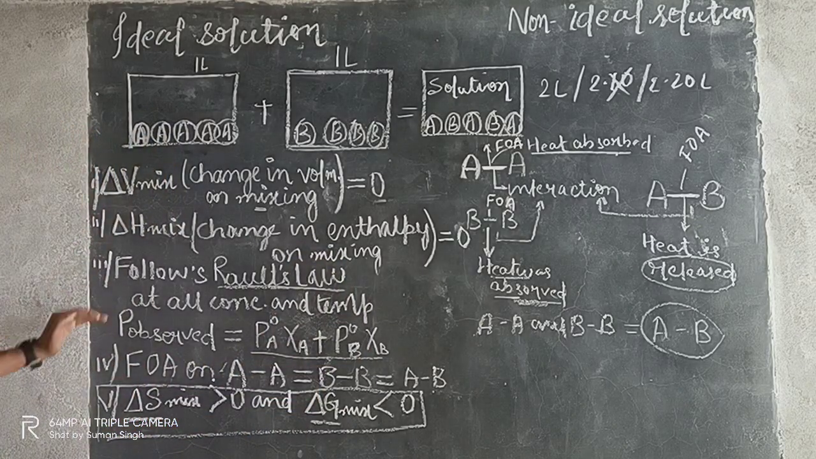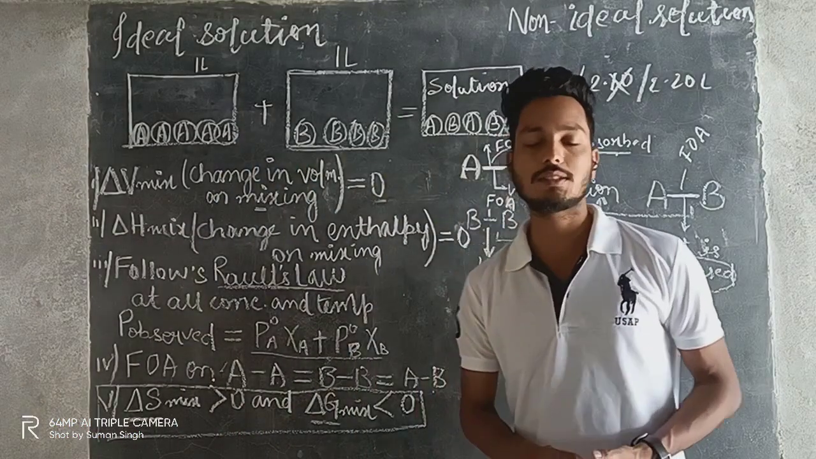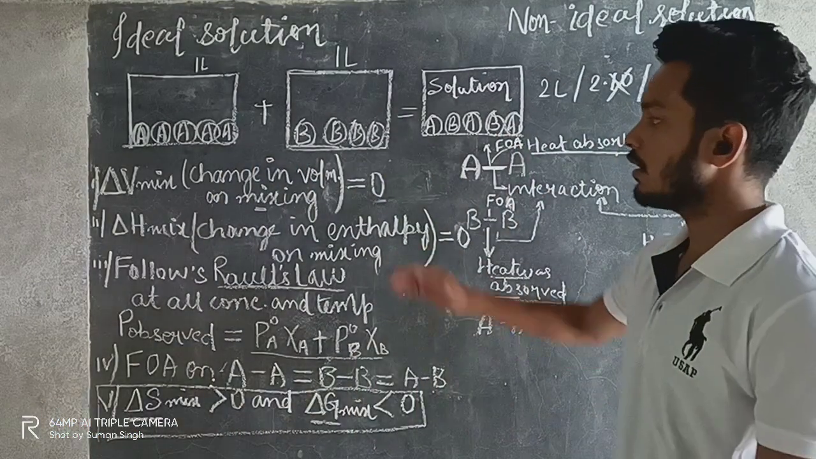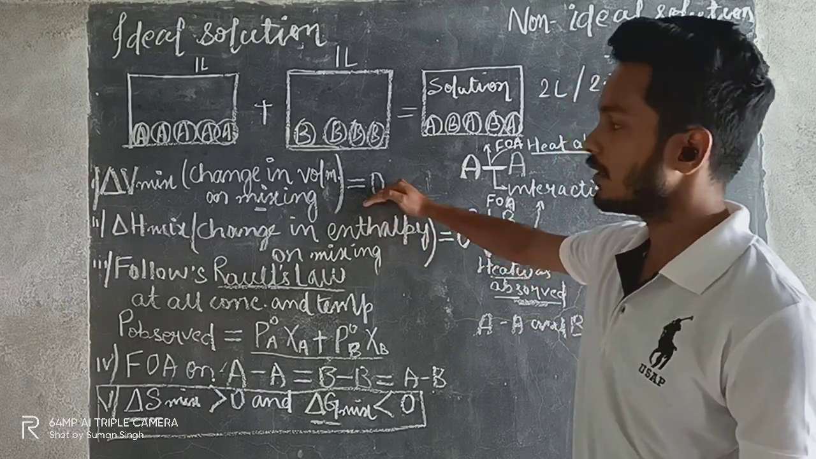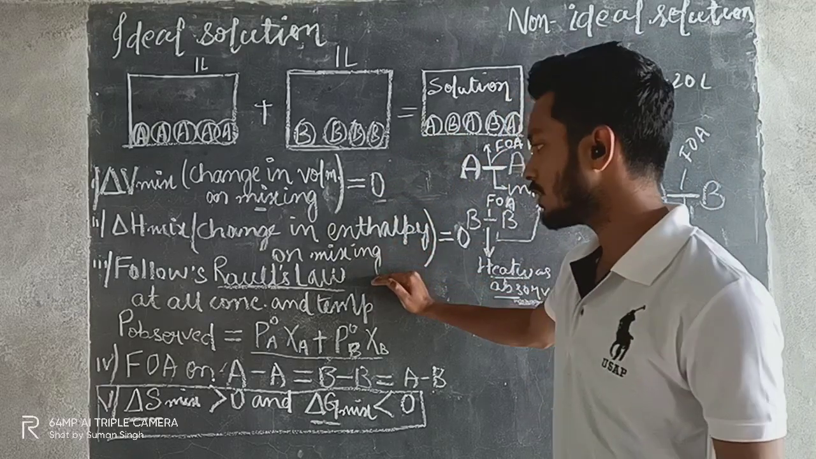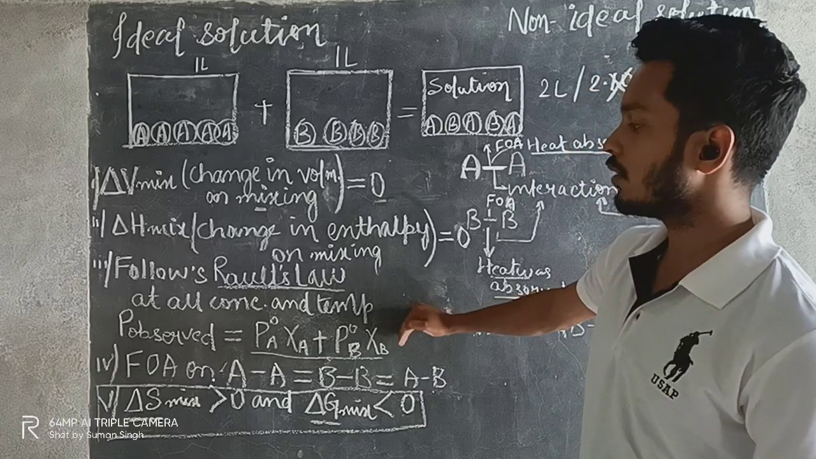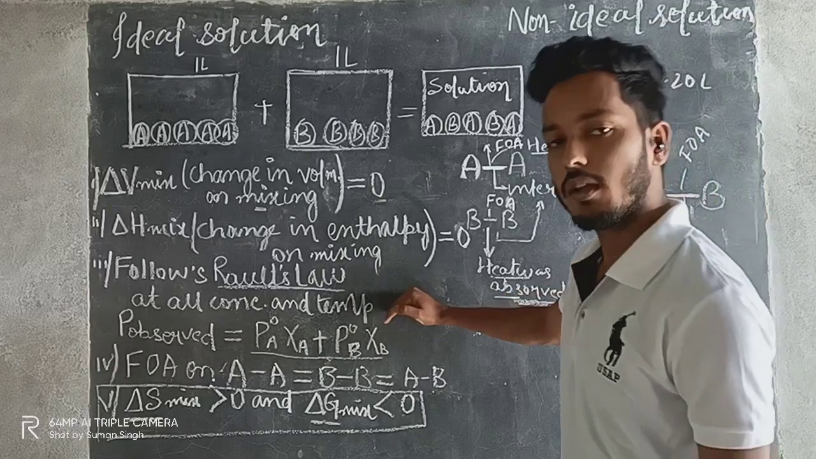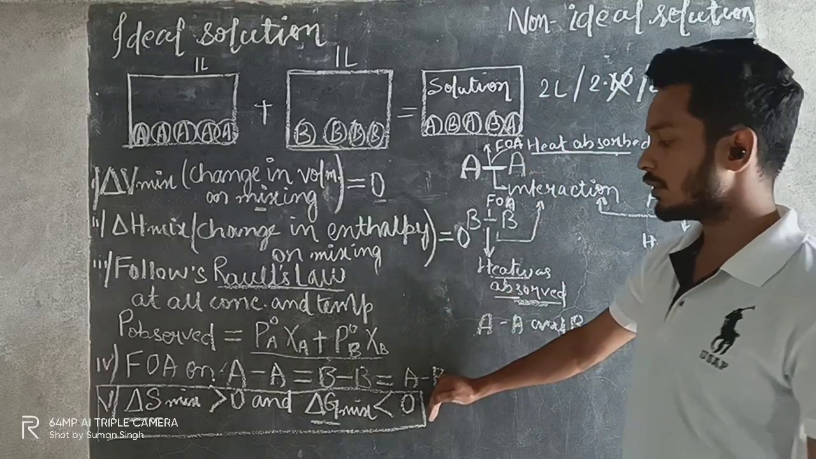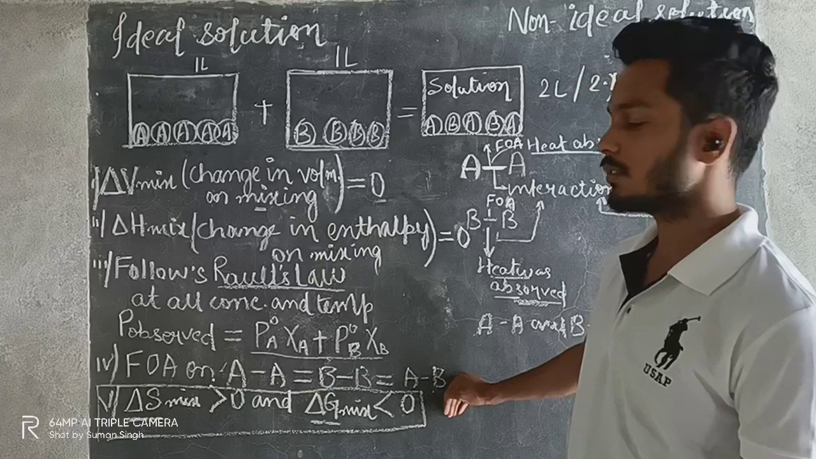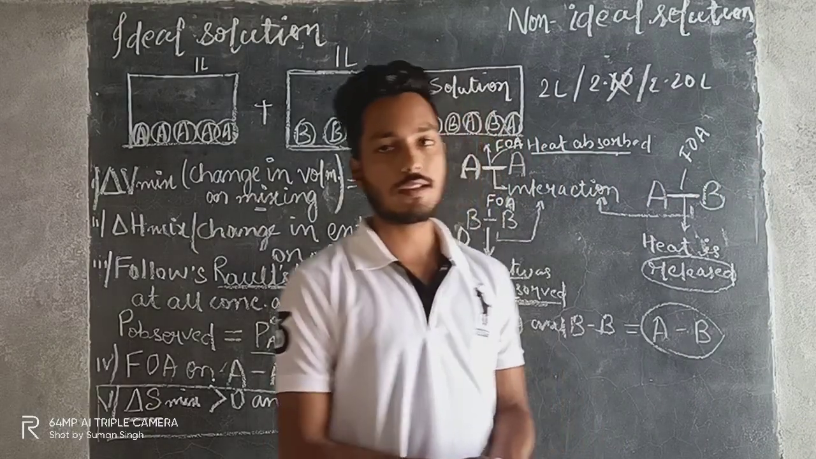The basic ones are 1, 2, 3, 4. These four terms you have to keep in mind to identify which one is ideal and which one is non-ideal solution. The first thing, del V mixing, which is change in volume on mixing, if it is equal to 0, then it is an ideal solution. If del H mixing, change in enthalpy on mixing, is 0, then it is an ideal solution. If it follows Raoult's law at all concentration and temperature, we can say that it is an ideal solution. If the force of attraction between AA and BB is equal to the AB interaction, then it is also called an ideal solution. Okay? So I hope you have understood about the ideal solution.